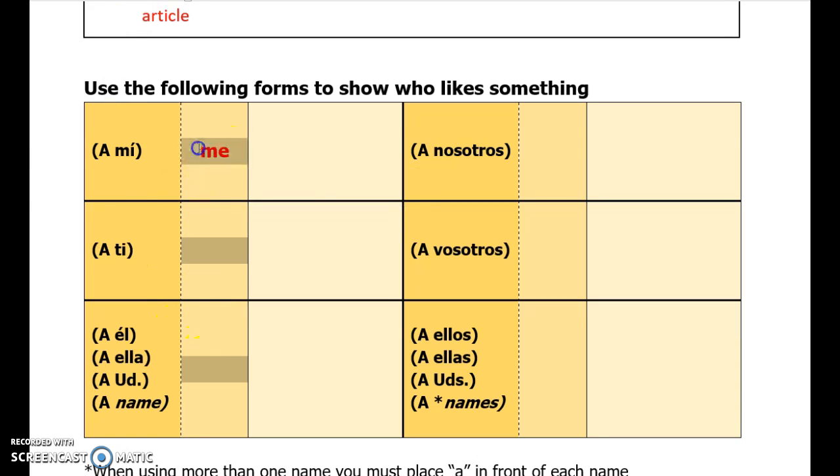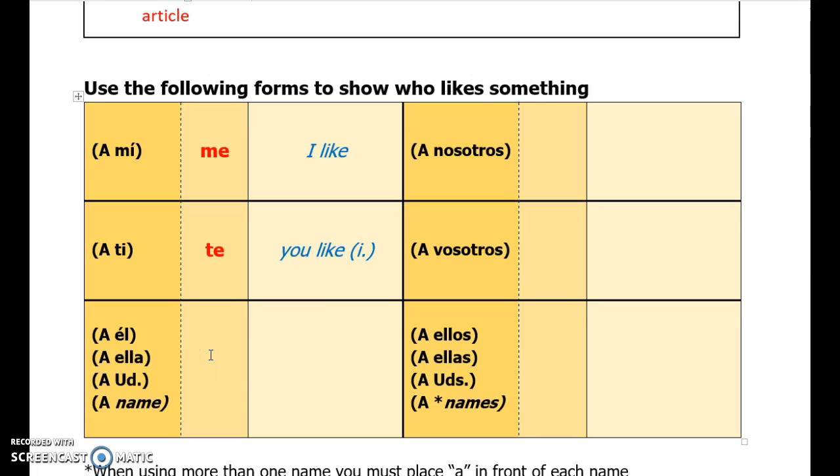Now once again, the a mí is completely optional. We're going to translate that as I like. Now, that's not what it really means, which we're going to talk about in a second, but I like something. A ti, we use te. So we translate it as you like. And we know that as our informal form of you.